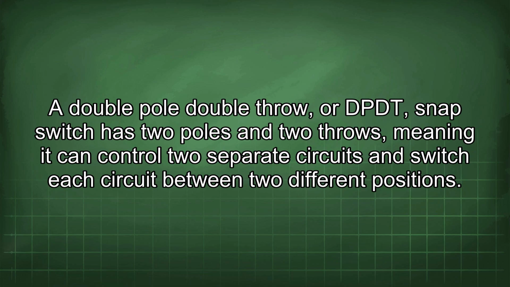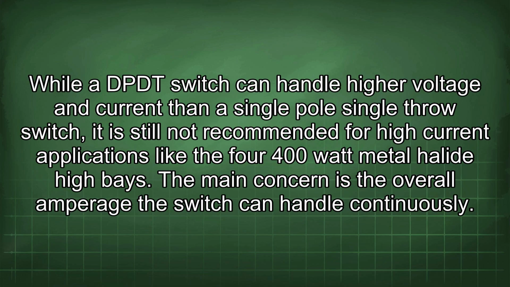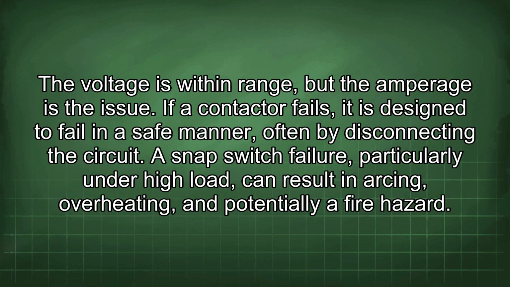A double-pole double-throw, or DPDT, snap switch has 2 poles and 2 throws, meaning it can control 2 separate circuits and switch each circuit between 2 different positions. While a DPDT switch can handle higher voltage and current than a single-pole single-throw switch, it is still not recommended for high-current applications like the 400-watt metal halide high bays. The main concern is the overall amperage the switch can handle continuously. The voltage is within range, but the amperage is the issue.